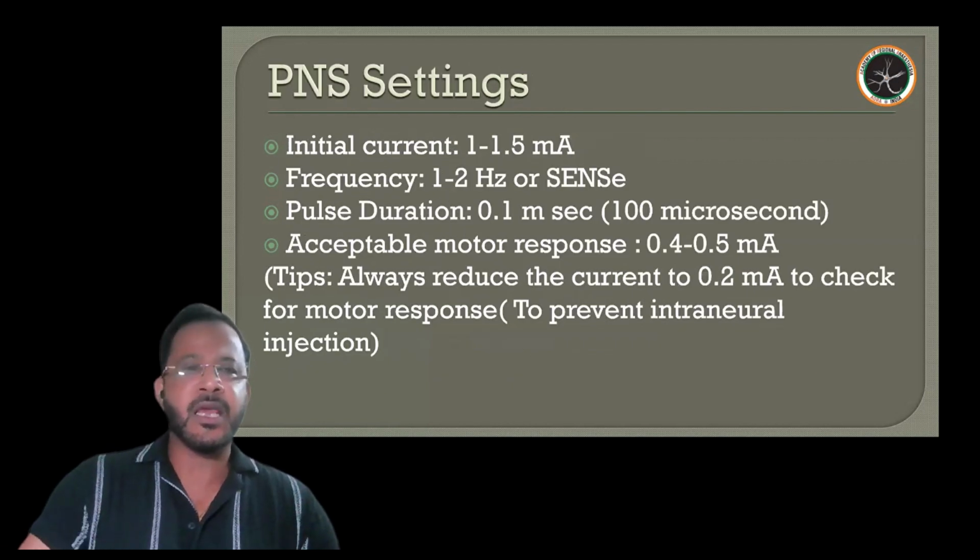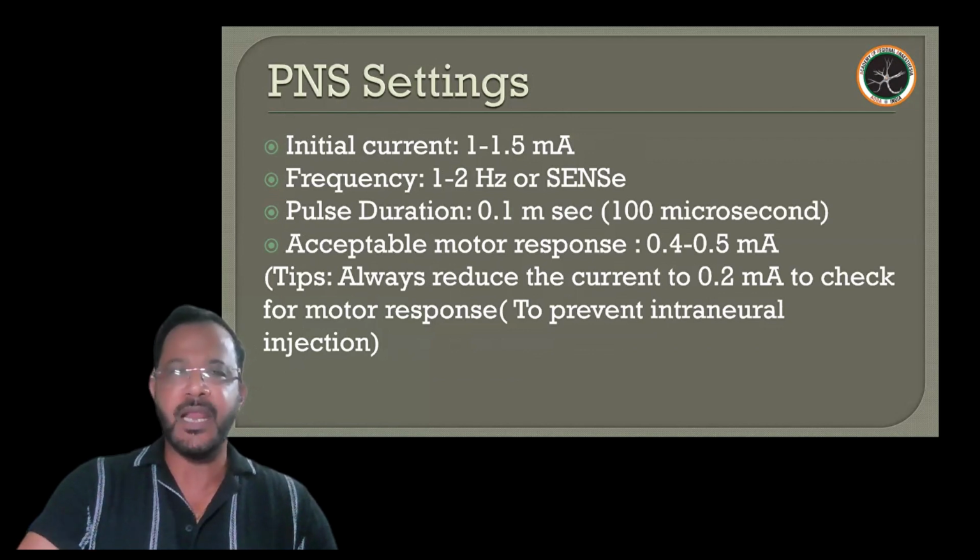So what is the PNS setting? Initially, we usually start with a current of around 1 to 1.5 milliampere at a frequency of 1 to 2 hertz or Sensi mode if your PNS machine has, with a pulse duration of 0.1 millisecond, and the acceptable motor response is usually taken at the current of 0.4 to 0.5 milliampere. But always reduce the current to 0.2 milliampere to check for motor response.